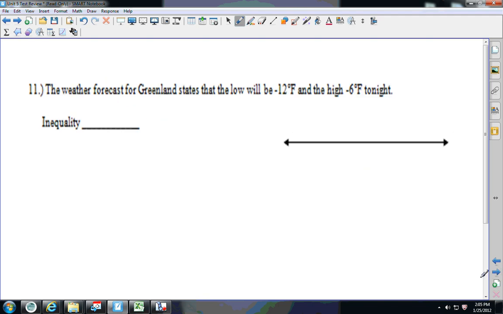Next one, the weather forecast in Greenland states that the low will be negative 12 and the high will be negative 6. Okay, well I know that x is in the middle. The low is going to be negative 12. The high is going to be negative 6. My arrows, I'm going to point them to the left. Now it's going to have an equal to bar on there because it says the low will be negative 12 and the high is negative 6. So the way we graph this, we have negative 12, negative 6. We're going to put a closed-in circle on each dot, and we're going to shade in between.